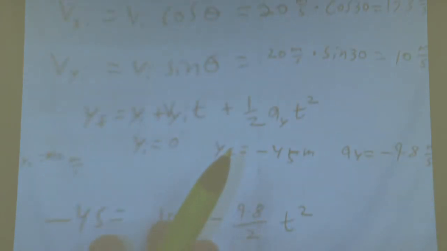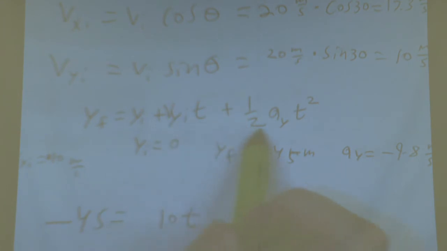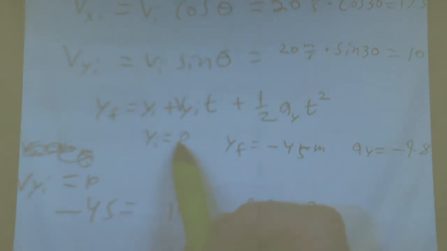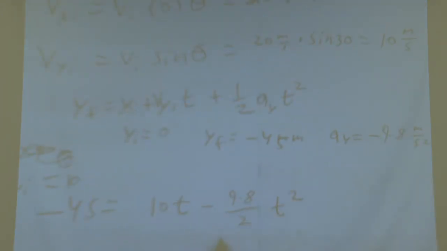From there, we have our kinematic equations. We have that the final y position is equal to the initial position plus the velocity times time plus 1/2 at squared. We have a whole bunch of these values already. Vyi, the velocity, is 10. The initial position is 0. The end position is -45. And the acceleration is gravity. The only thing we don't know is time. So that's what we're going to calculate first.